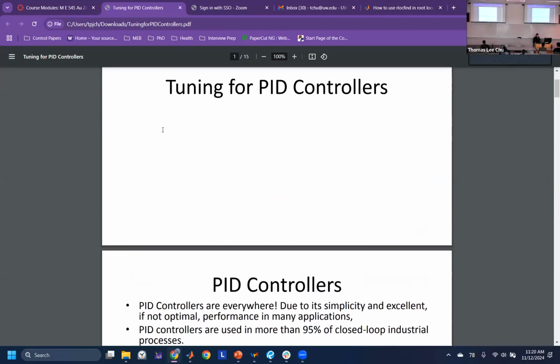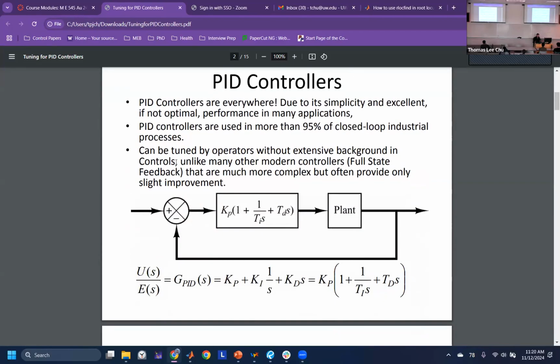Yeah, so this is actually the crux of industry PID controller tuning. You don't actually need root locus, but it's just to understand what it does.